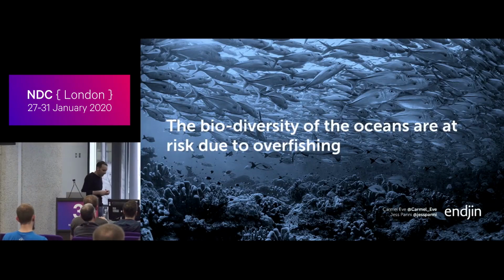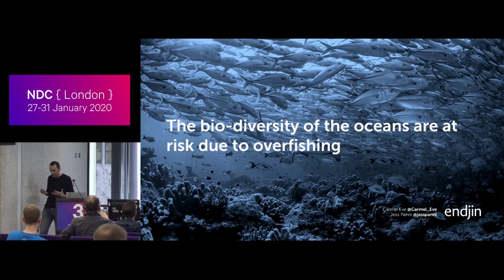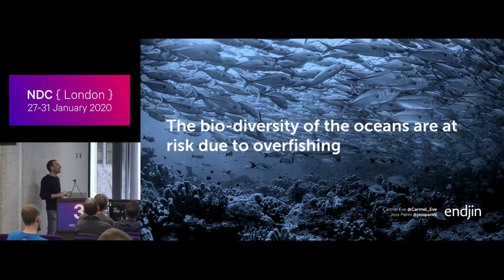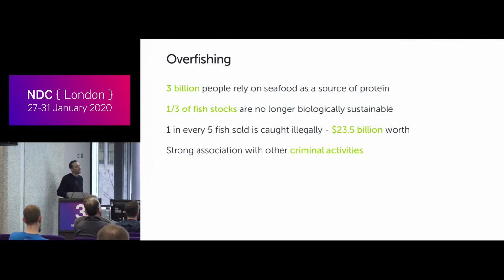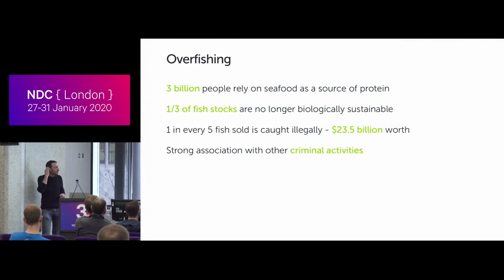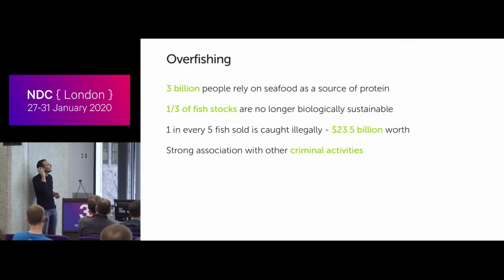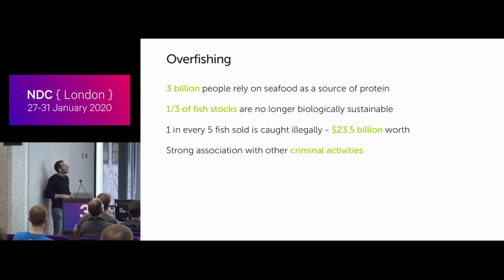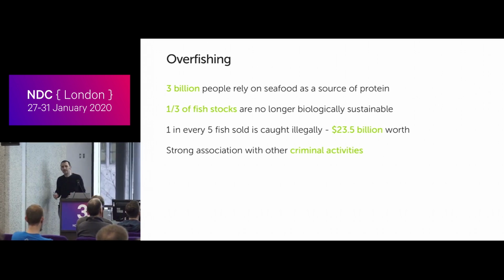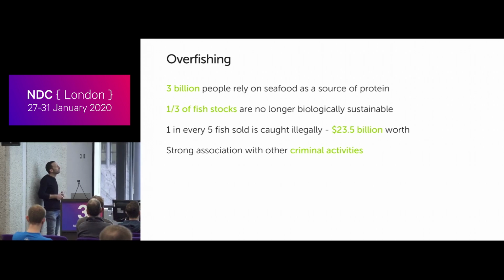So what is the problem about illegal phishing? Well, I, for one, didn't really appreciate the impact that illegal phishing was having on the environment and on people. If we look at some of the statistics, 3 billion people rely on seafood as a source of protein, which I had absolutely no idea about when I first started. A third of all fish stocks are no longer biologically sustainable, which is devastatingly sad. 1 in 5 fish sold is caught illegally, and that's nearly $24 billion worth. And also there's other things going on, like there's a strong association with other criminal activities, such as people trafficking, illegal salvage, and those types of things.